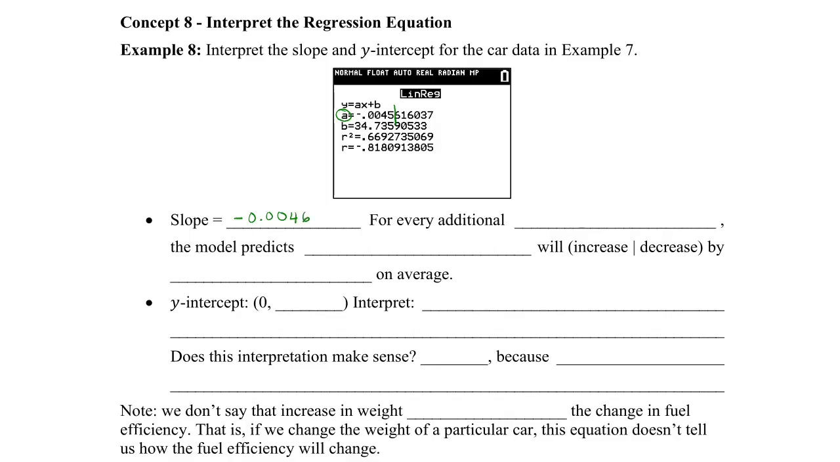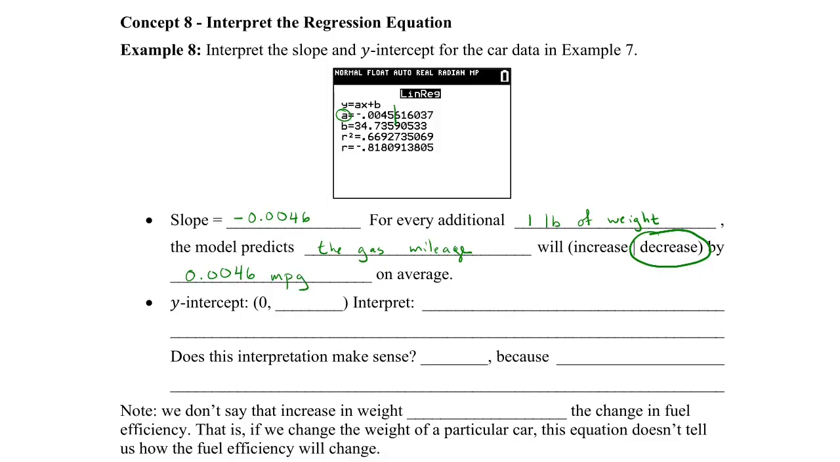0.0046 after rounding. The interpretation we'll give is, every time x increases by 1, so that means for every additional 1 pound of weight, the model predicts that y, in this case the gas mileage, the slope is negative, so we predict the gas mileage will decrease by 0.0046 miles per gallon on average.